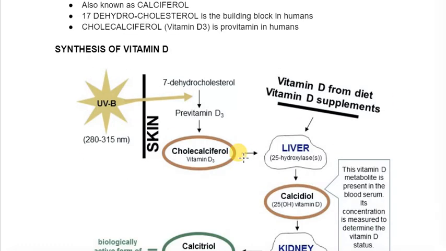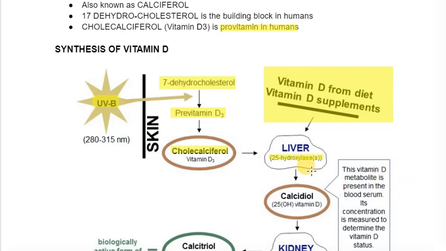So in synthesis, what happens is, 7-dehydrocholesterol is already present in our skin. Whenever UV light or sunlight hits our skin, this 7-dehydrocholesterol gets converted into pre-vitamin D3, and then this pre-vitamin D3 gets converted into cholecalciferol. As we have already seen, it is a provitamin which is found in humans. Then it goes to the liver, and in the liver it is converted by 25-hydroxylase, and whatever vitamin D from the diet and vitamin D supplements we take is directly stored in the liver.